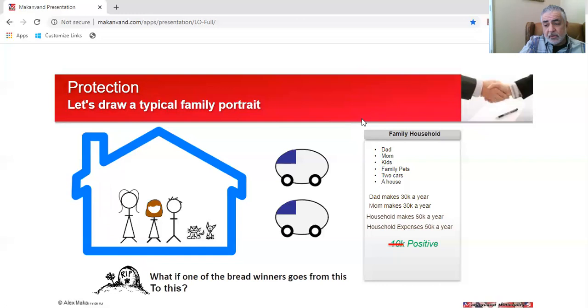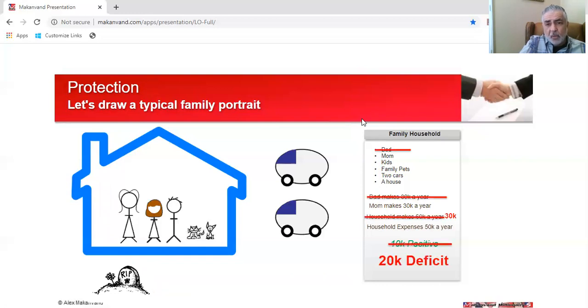Well, what if one of the breadwinners of the family goes from this position into this position? All of a sudden, that's very sad, obviously, but one of the incomes, one of the paychecks, has now been removed. And so that $60,000 a year income has now become $30,000. Now, just because one of the breadwinners passes away, God forbid, it doesn't mean that the bills go away. The bills are all still there. So the budget of $50,000 is still there. So now this family is running at a $20,000 deficit. They don't even have enough money.